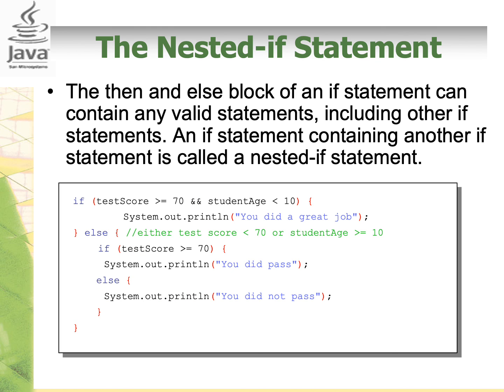For example, we can write if test score is larger or equal to 70 and student age is less than 10, it will display you did a great job. Over here, we use the AND operator. If those conditions are false, it will go to the else. And within the else, it means that either test score is less than 70 or the student age is larger or equal to 10. So within the else, we can have another if else, where inside the if, we can check if test score is larger or equal to 70, it will display you did pass.